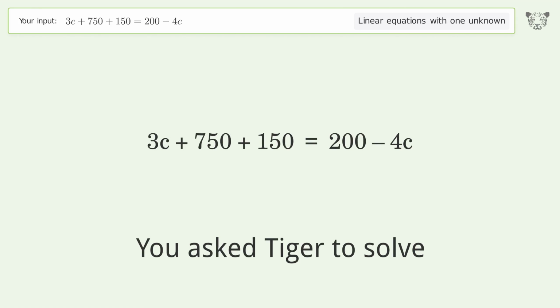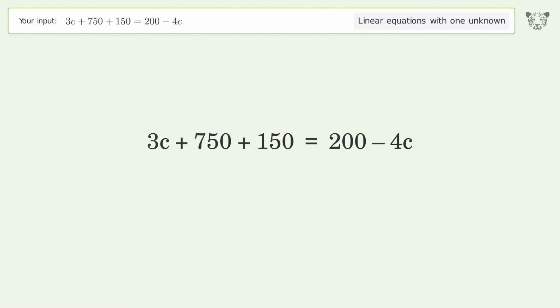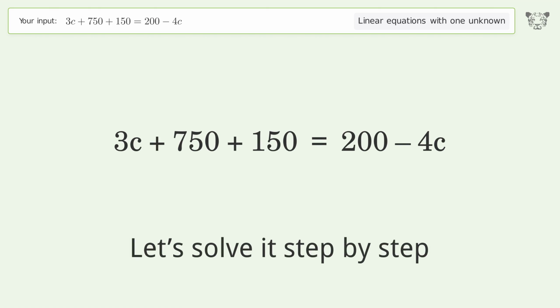You ask Tiger to solve. This deals with linear equations with one unknown. The final result is c equals -100. Let's solve it step by step.